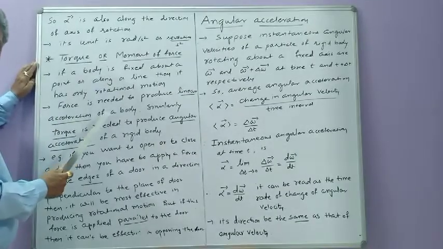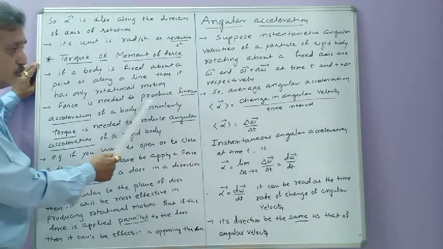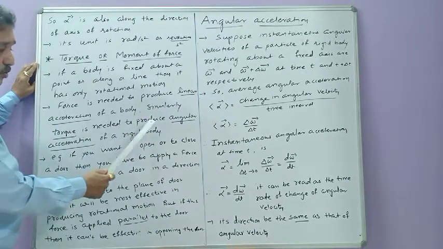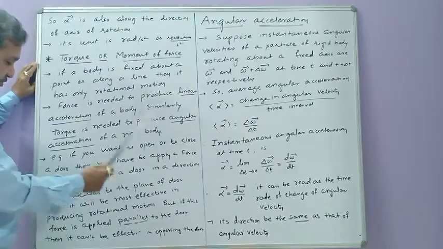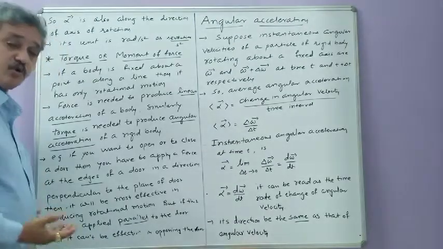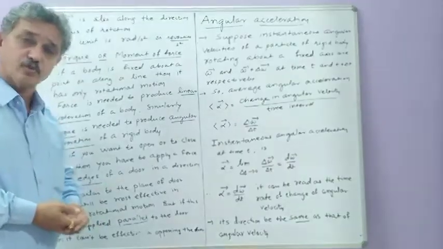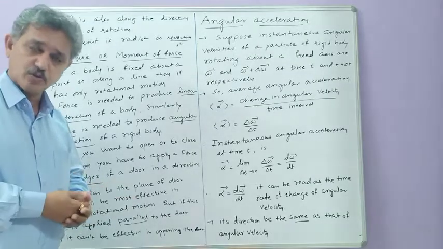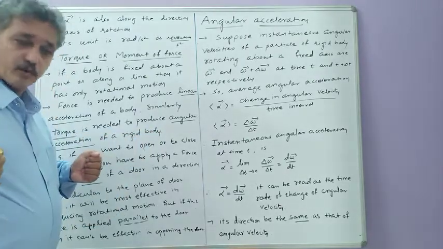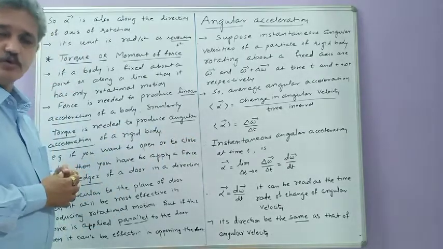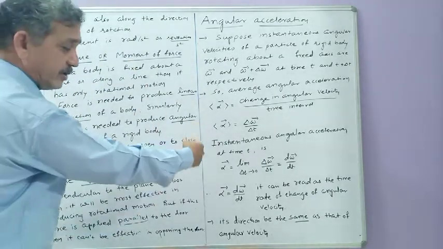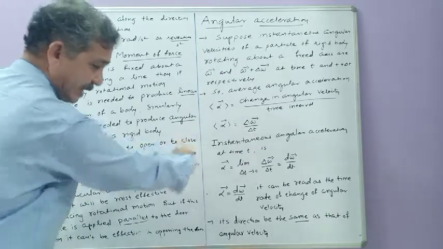Now force, as I told you earlier, is needed to produce a linear acceleration of a body. Similarly, torque is needed to produce angular acceleration of a rigid body. As an example, let us try to understand with your house. You know, in your house there are so many doors. Now if you want to open one of the doors or close one of the doors, what will you do? Say this is a door and you want to open it, so here at the edge you will hold it and then you will pull it.